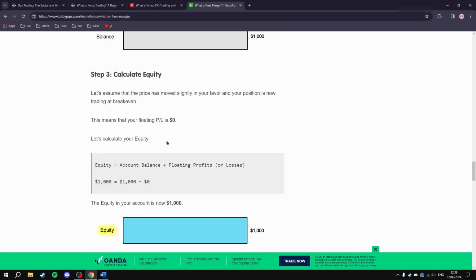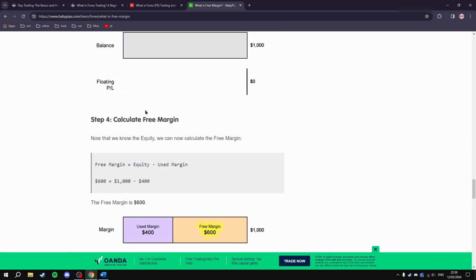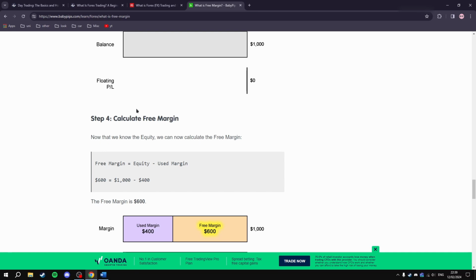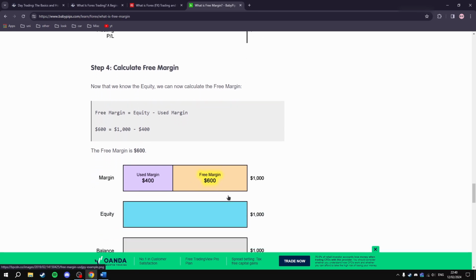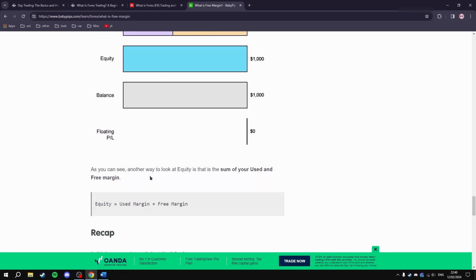Calculate free margin. Now that we know the equity, we're going to calculate the free margin, which is 1,000 minus 400, because it's equity minus used margin, which is $600 of free margin. As you can see, another way to look at equity is the sum of your used and free margin.